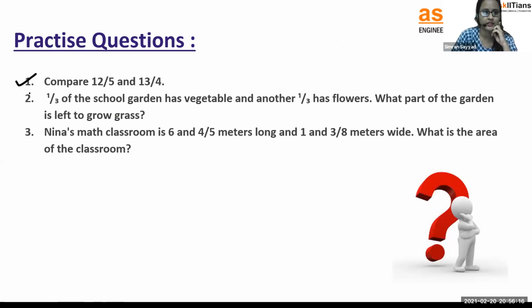We will be doing these two questions now, and this is going to be your homework. Quickly note down this question for homework. Okay. So let's do the first question.